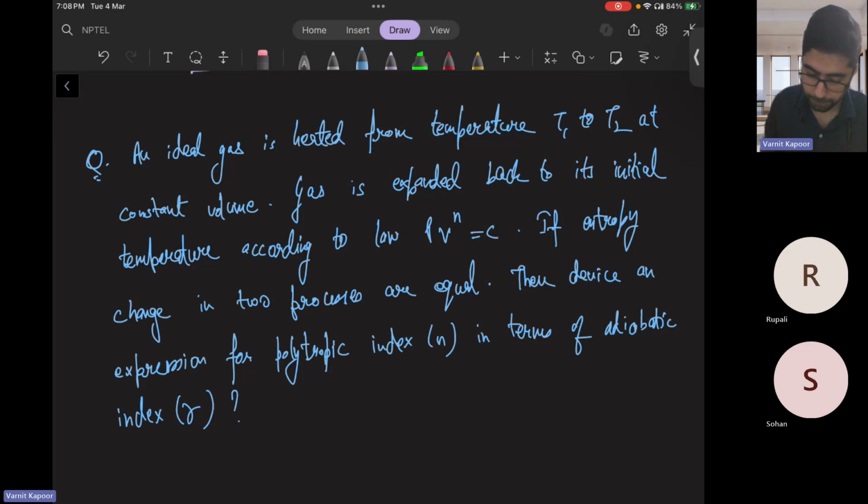So you have two processes. First, the ideal gas is heated from temperature T1 to T2 at constant volume, that is isochoric, and then the gas is expanded back to its initial temperature using a polytropic law, that is PV raised to power n is equal to constant. And it is said that if the entropy change is equal for both processes, then you need to devise an expression for n in terms of gamma. Do this, take a few minutes. It's a good question.